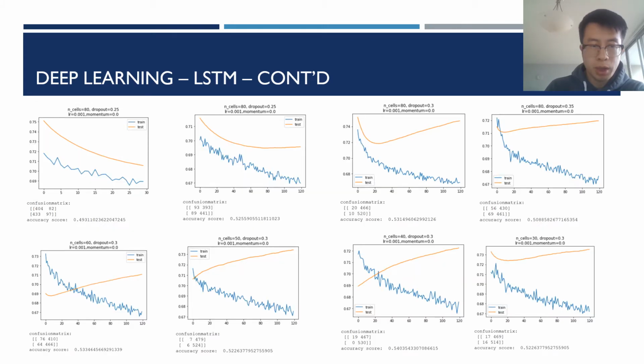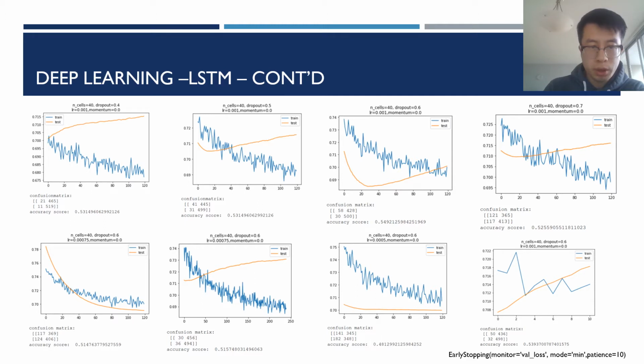Here we started with a more complex model with 80 cells, and if we run it for more than 100 epochs, we can see the model start to overfit, and we need to simplify this model by increasing the dropout value and reducing the number of cells. So we try out these different parameters here, and this chart is the best on this page. So we keep trying different parameters, and I think this one with 40 cells and dropout rate 0.6 is by far the best.